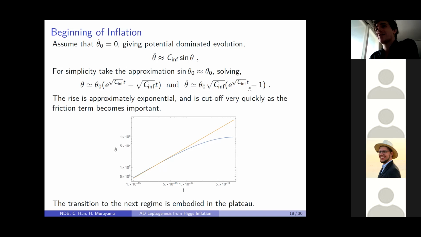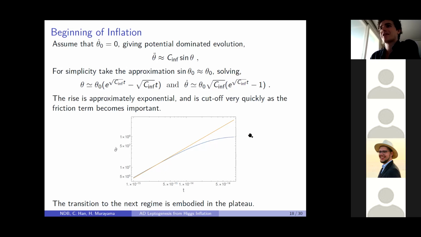As you can see, it's a very simple equation, but it has exponential growth with time. And so what happens is that it quickly starts to roll down the slope. You can see this here: the yellow line is just an exponential, while the blue line is the numerical calculation. So at the very beginning, it starts to roll down in a potential dominated evolution. And as the theta dot increases, we can no longer neglect the friction term, and so the friction term becomes important. This is how we can understand what happens at the beginning.